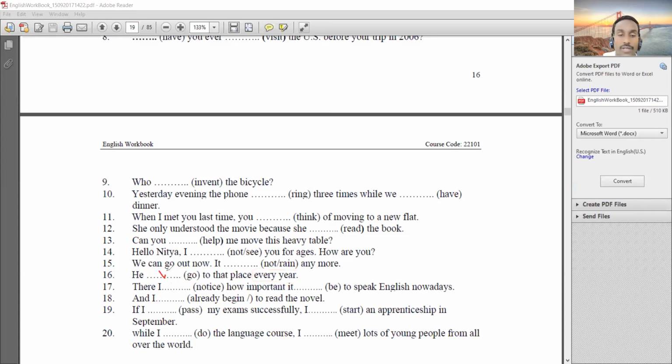Simple present, we need to use V1, which is already given here, but the subject is third person singular, he. So we need to add "es" to the main verb. He goes to that place every year. That becomes right.